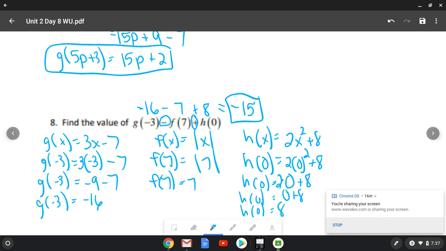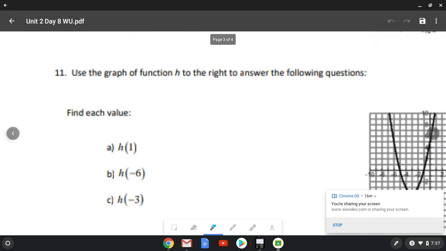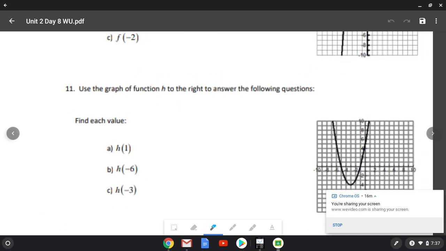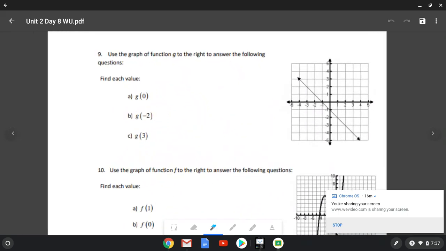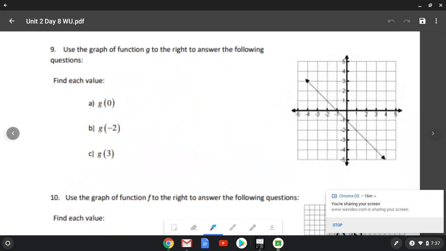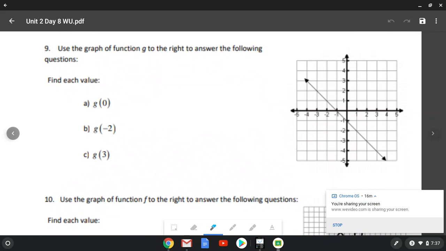Then the last page is some graphing. This is something that kids like usually for the function notation. It's probably been a little bit since you had to graph it at all. So it's asking you to find what value the y is if they give you x.